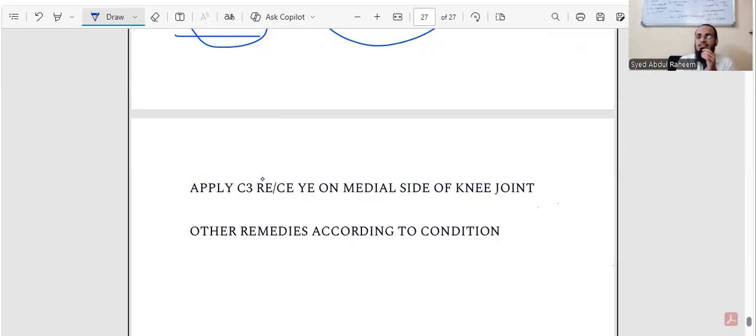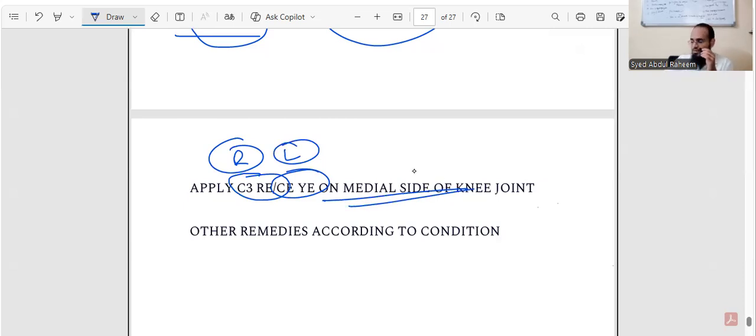Whether it is a negative remedy or a positive remedy, if it is the right side, apply C3 RE, left side C3 Y, and medial side as well. Most people have medial side pain and the lateral side doesn't have pain, because the weight coming from top to bottom falls on the medial side. That is the reason patients develop medial side pain. Other remedies are given according to the condition.